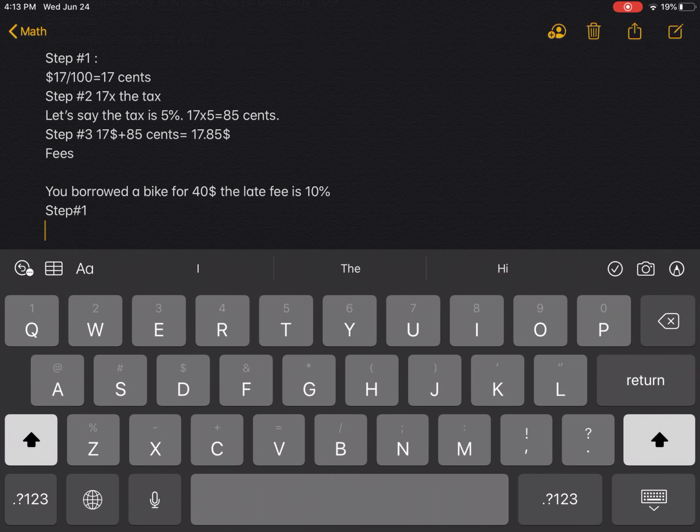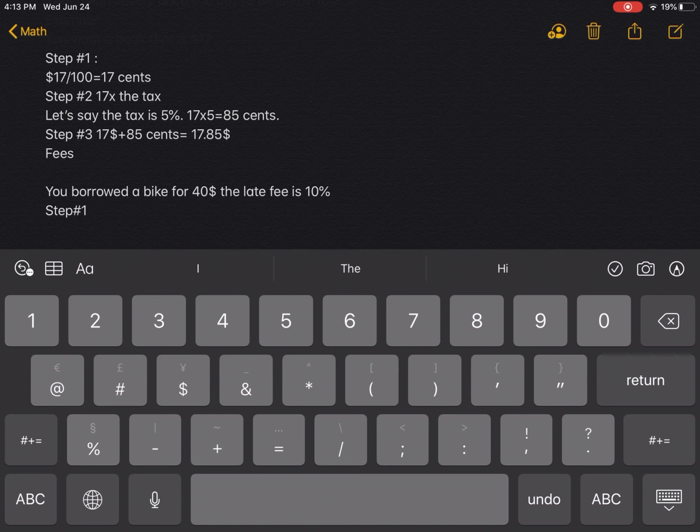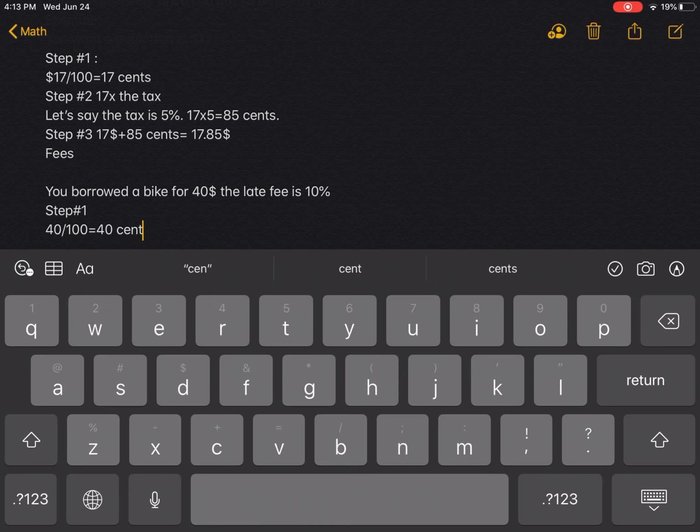Okay, so step number 1 is gonna be, it's basically the same as tax. So 40 divided by 100. Oh yeah, I put 1,000. Okay, so that's gonna be 40 cents.